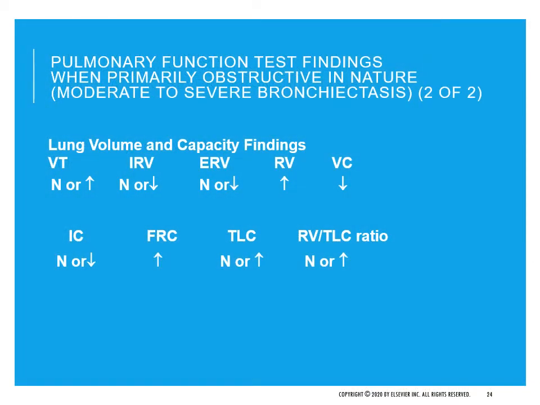Now we'll talk about lung volume and capacity findings for obstructive bronchiectasis, moderate to severe. Tidal volume, IRV, ERV, IC, and total lung capacity, as well as RV to total lung capacity, all may be normal. FRC and RV may be increased. If the RV is increased, then that may affect the FRC and the total lung capacity.